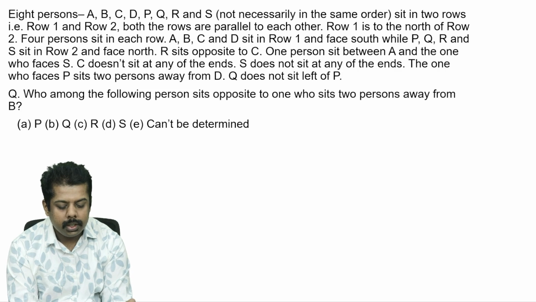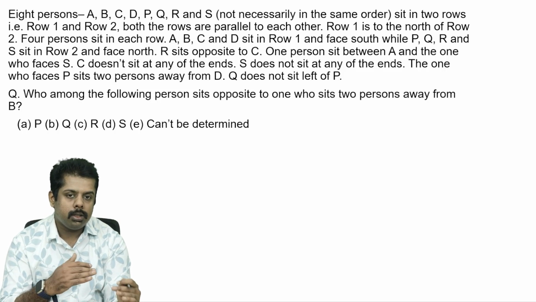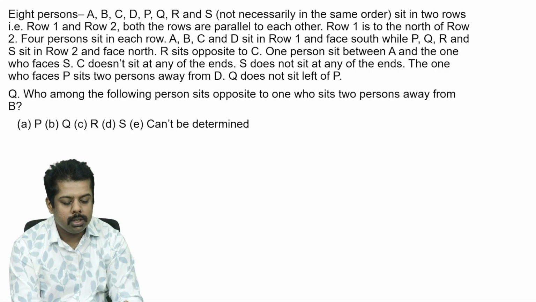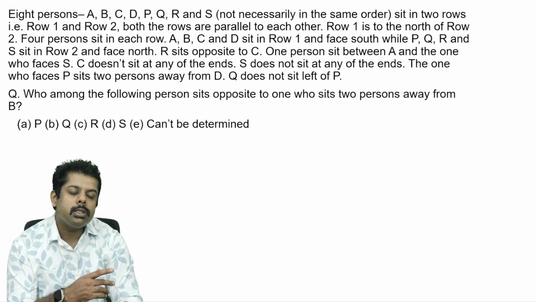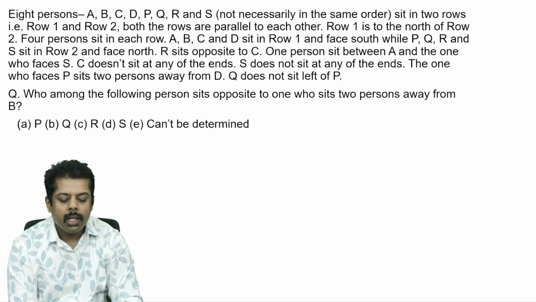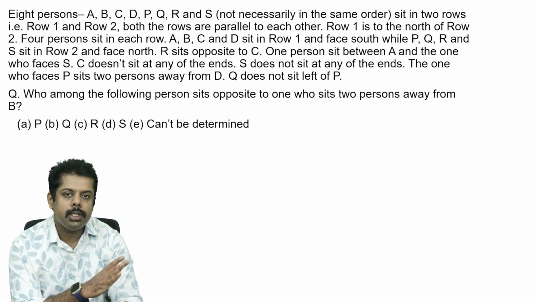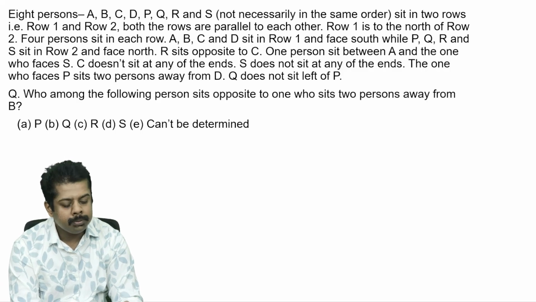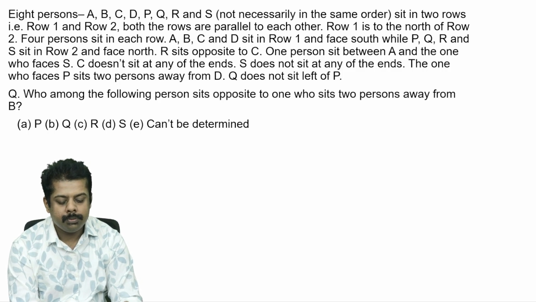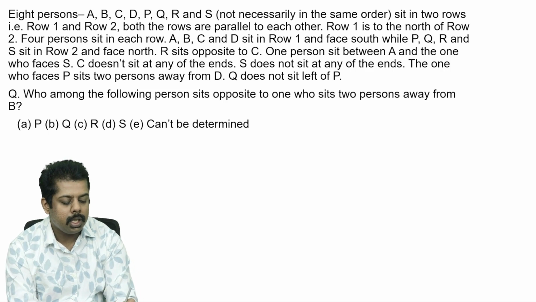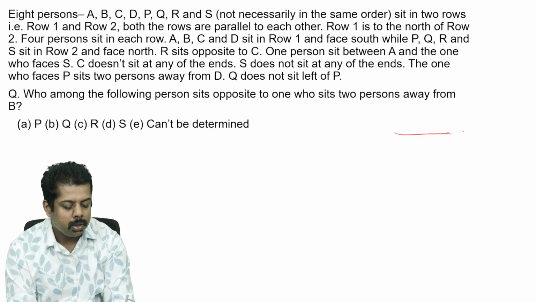They have already told that there are a total of 8 people who are going to sit in 2 rows, row 1 and 2. Both the rows are parallel, so that's why we are calling this arrangement a parallel seating. Row 1 is to the north of row 2, and A, B, C, D are the 4 people sitting in row 1, and P, Q, R, S are in row 2, and they are facing north. So what we can do here is first draw the basic diagram. How will it look basically? This is how it's going to be.